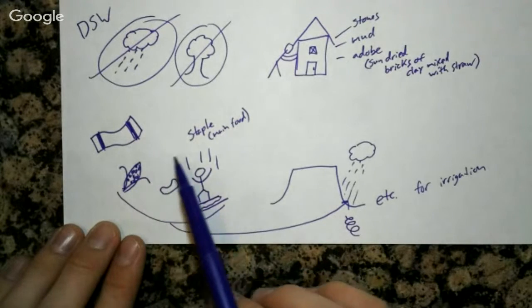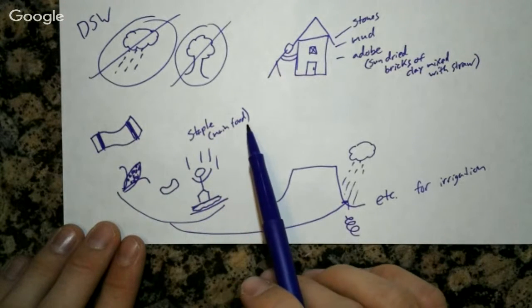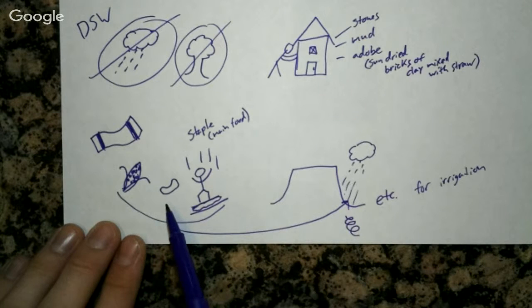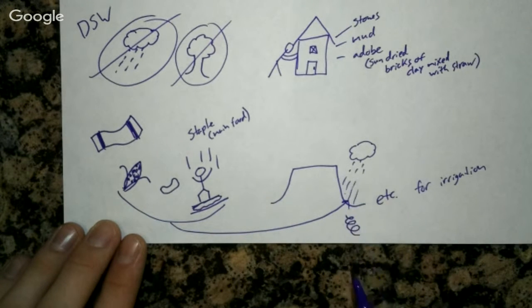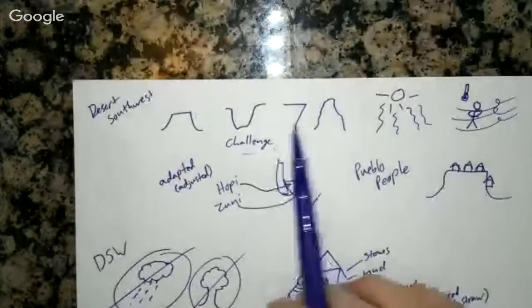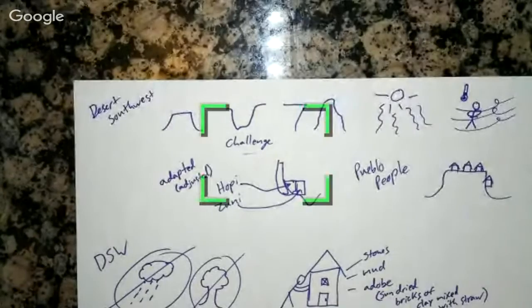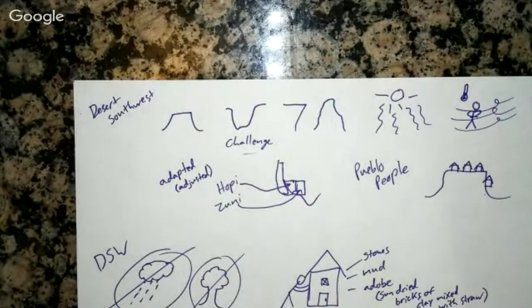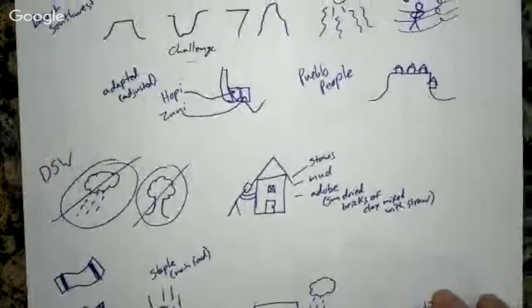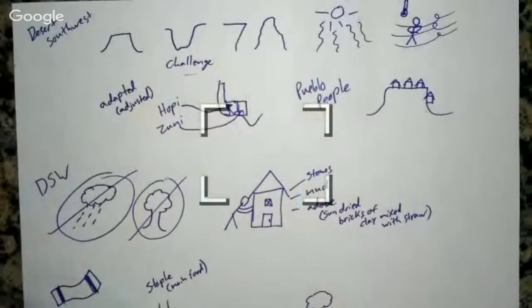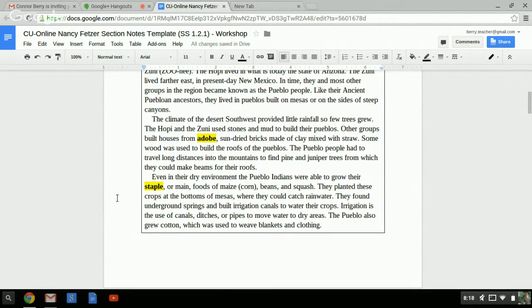Even though it was dry, they were still able to grow their staple or main foods of corn, beans, and squash, which they grew on the bottom of mesas to catch the rain and use underground springs and other things for irrigation. Now that's kind of a long sentence, so maybe I want to split this one into 2 and make this one 1. But I don't have to worry about that yet. So now that we have this written, we're going to go back. I have my summary. I haven't written it yet, so let's see what we do next.